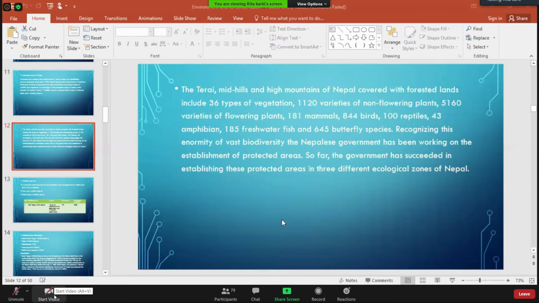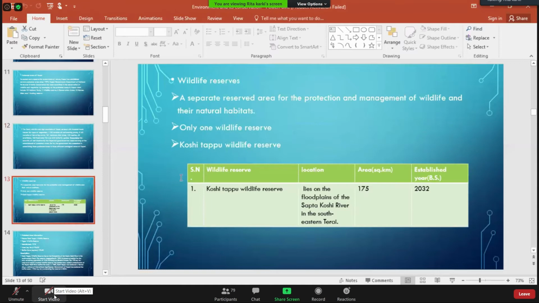As we have already studied, there are 12 national parks in our country, one wildlife reserve, six conservation areas, and 10 Ramsar sites in different places of our country. First, we are going to study the wildlife reserve. As we are all familiar, there is only one wildlife reserve in our country, the Koshi Tappu Wildlife Reserve.